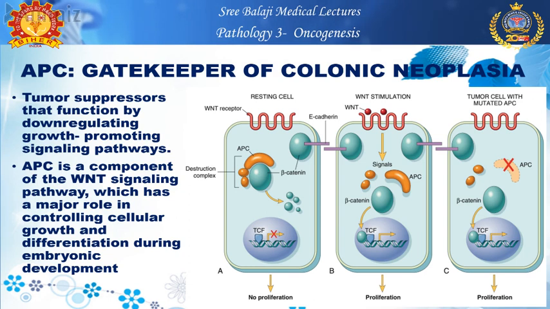APC is the gatekeeper of colonic neoplasias. These tumor suppressor genes function by down-regulating the growth-promoting signaling pathways. APC is a component of the WNT signaling pathway, which has a major role in controlling cellular growth and differentiation during embryonic development.